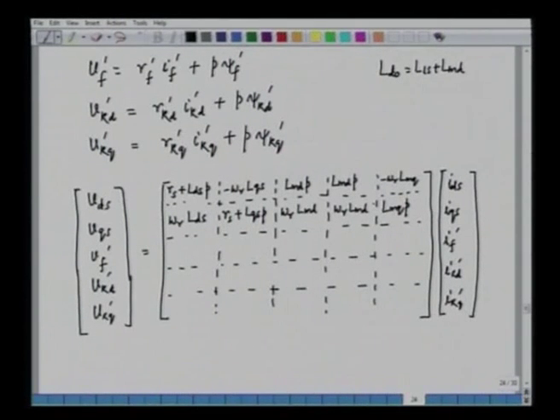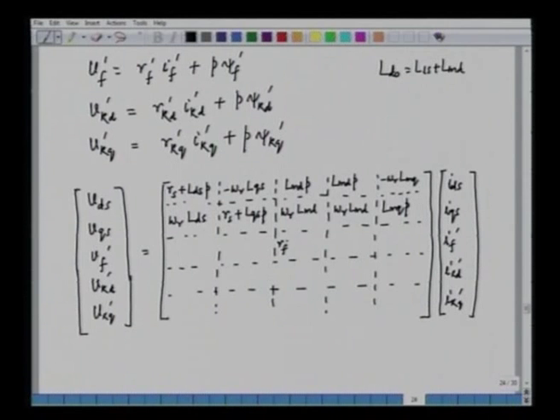So, these two rows are for the stator and the three remaining rows are for the rotor, and the rotor equations and the corresponding elements can also be written similarly. This is the field resistance Rf prime plus Lf prime P. Now, this LQS is the Q axis inductance of the stator, that is LLS plus LMQ, and LF is the field winding inductance, that is equal to LLF prime plus LMD.